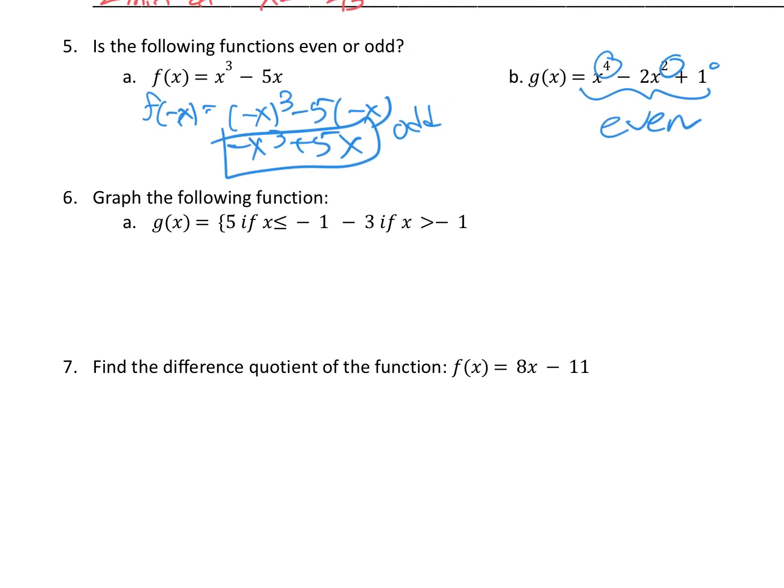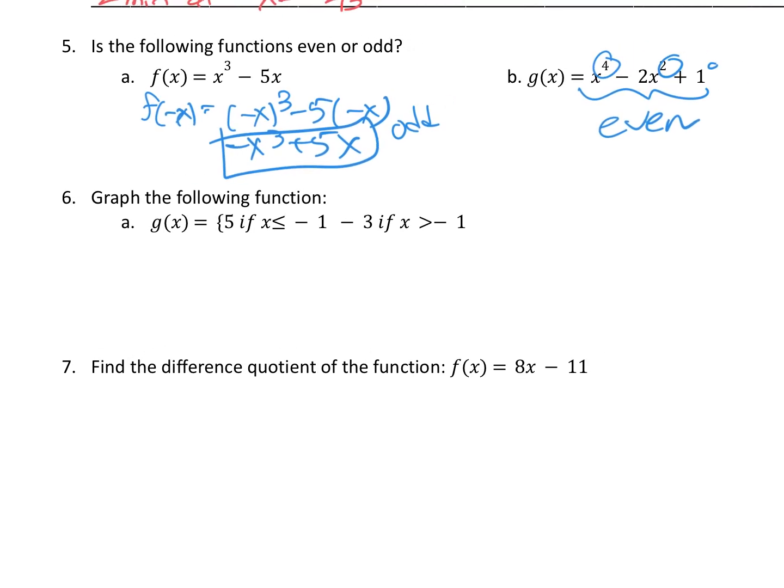Graph the following function. So this is, again, a comma. You don't need a lot of space here for this, but at x equals negative 1 is sort of our breaking spot. And so it's negative 3 if x is greater than negative 1, and 5 if x is less than negative 1. So they're just horizontal lines at those coordinate points.